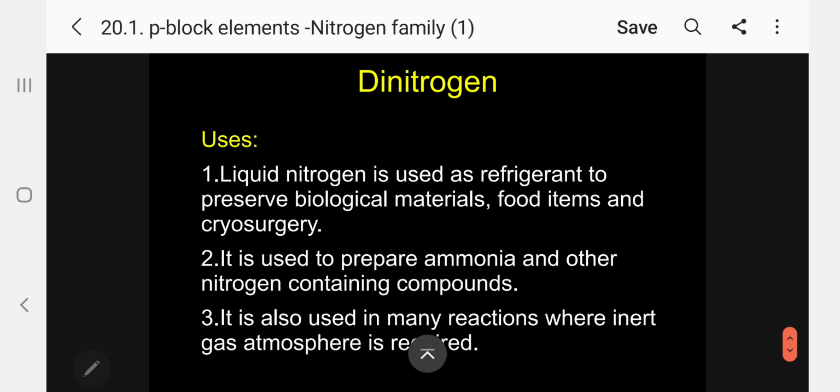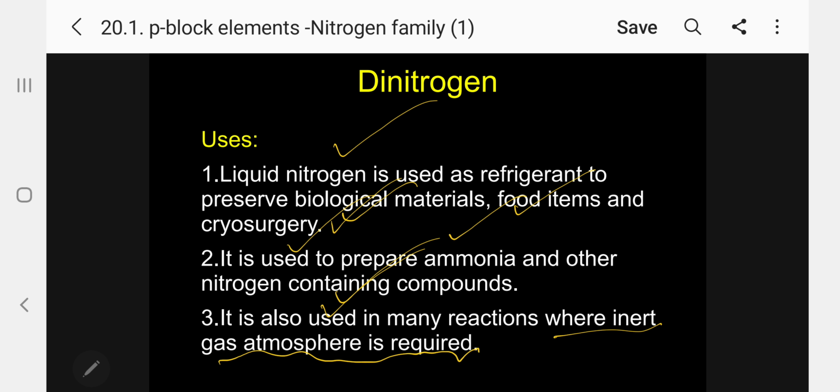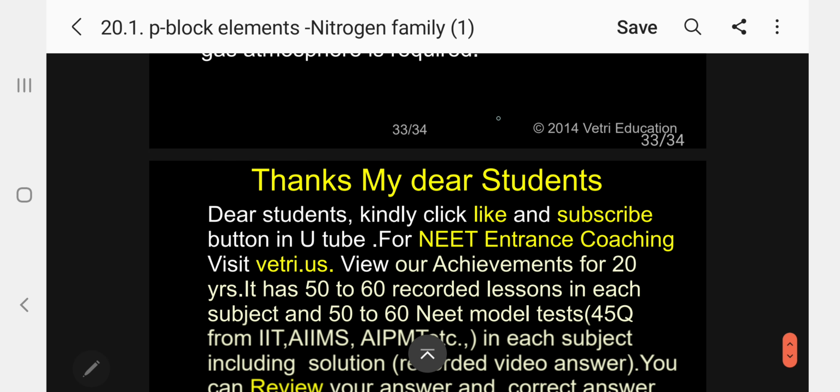Coming to uses. Number 1, liquid nitrogen is used as a refrigerant to preserve biological materials, food items, and in cryosurgery. Number 2, it is used to prepare ammonia and other nitrogen-containing compounds. Number 3, it is also used in many reactions where an inert gas atmosphere is required. Whenever an inert gas atmosphere is required, nitrogen gas is passed around the vessel so that an inert atmosphere is maintained inside. Kindly follow. So that finishes our chapter.